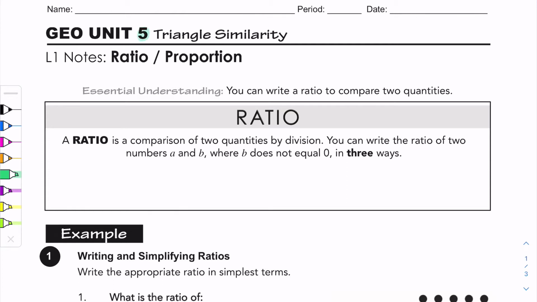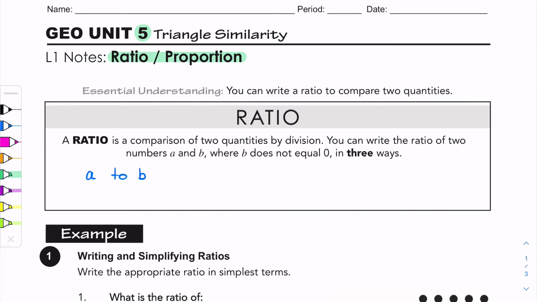Today we're beginning Unit 5, and our first lesson is on ratios and proportions. So a ratio is a comparison of two quantities by division. You can write the ratio of the numbers a and b, where b does not equal 0, in three different ways. The first way is a statement that you would write a to b.